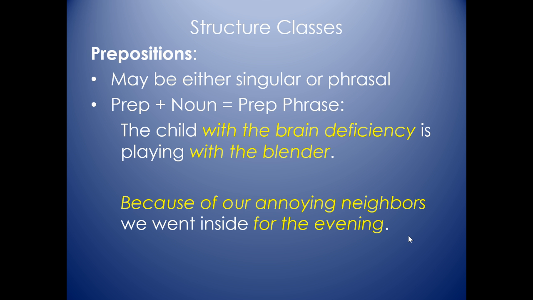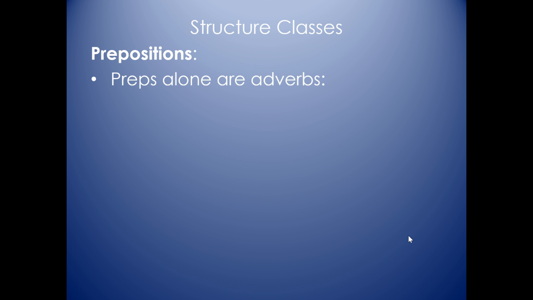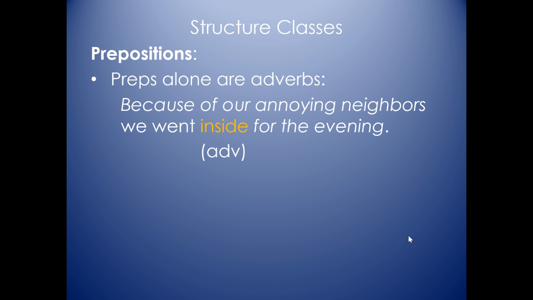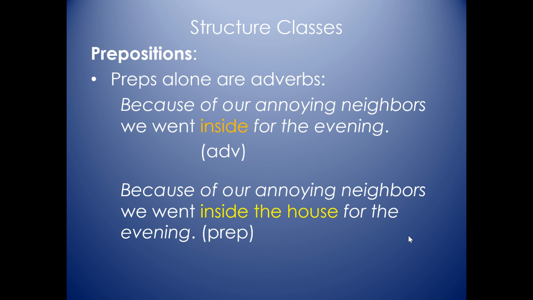Because of our annoying neighbors, we went inside for the evening. And so we talked about how we can have singular prepositions like with, for. We can also have phrasal prepositions like because of, which is treated as one large preposition. Prepositions alone, though, when they're all by themselves, are actually adverbs. Let me show you what I mean. If I said, because of our annoying neighbors, we went inside for the evening. Well, for the evening is the prepositional phrase. But inside is a preposition that doesn't have a noun with it. So when it's by itself, we call it an adverb. However, if I said, because of our annoying neighbors, we went inside the house for the evening, now it turns into a preposition. It's only a preposition when it's coupled with a noun.